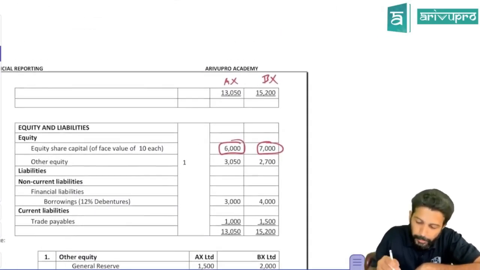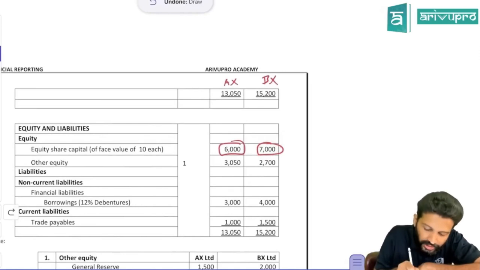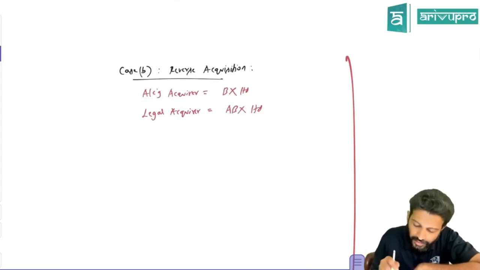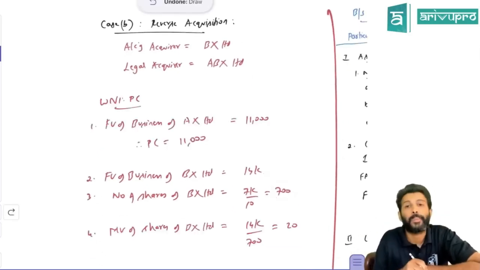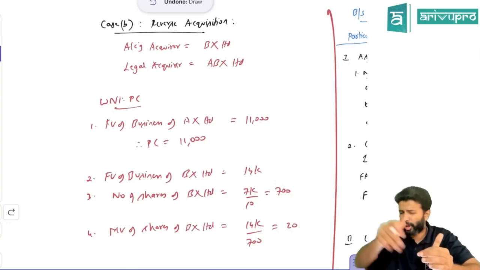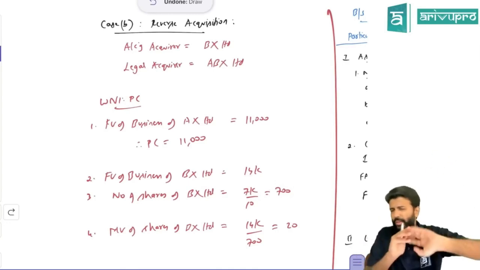Sir, do you know how many shares BX has? BX's share capital is 7,000 and each share's face value is 10. That means how many shares BX has? Number of shares of BX is 7,000 divided by 10, which is 700. Correct? So BX has totally 700 shares. Maybe all these numbers are in lakhs or thousands. Let's not worry about that.